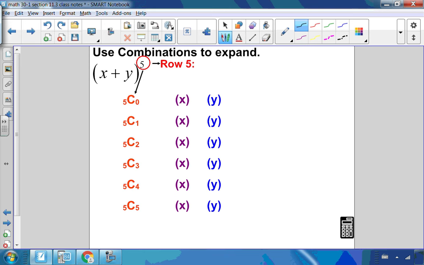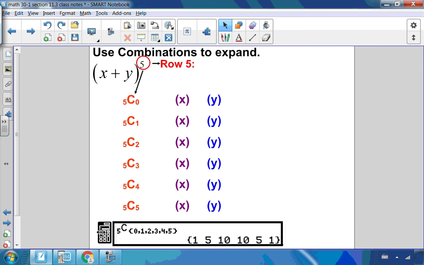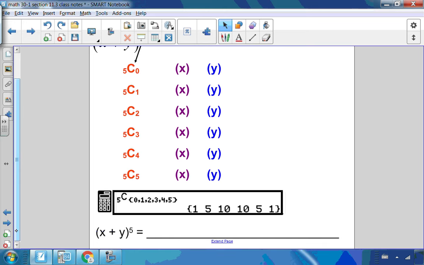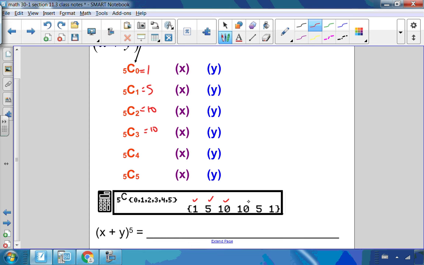We can put that together with our pattern for x and for y. So all I have to do is come up with what all of those are on Pascal's triangle. 5c0, remember that trick I showed you guys from the last section, 11.2. So this is 5c0, which I can see is 1. 5c1 is 5. 5c2 is 10. This one's also a 10, and then a 5 and a 1. Again, mirror images of one another.